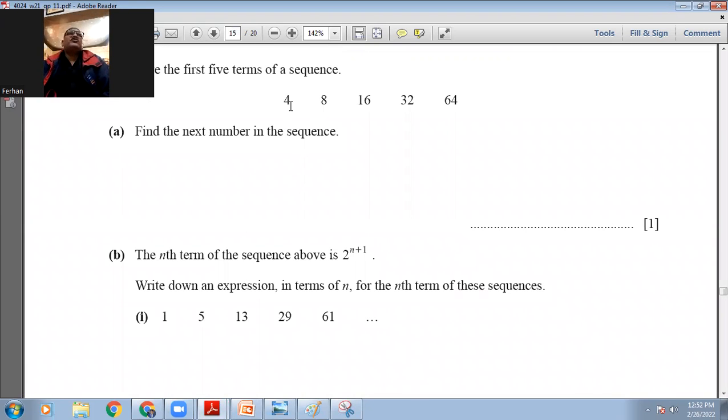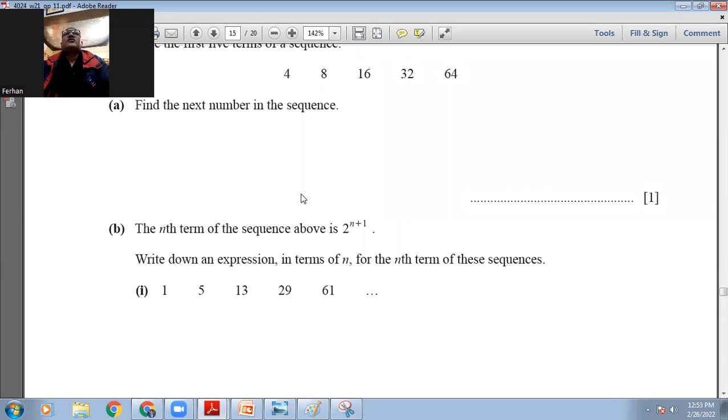So I know the formula for the nth term of this sequence. It is given as 2 raised to power n plus 1. And I want to know the nth term of this other sequence. So I will try to catch the pattern. Check what happened here. 4 and 1. What's the relationship? 4 minus 3 will give you 1. 8 and 5. 8 minus 3 will give you 5. 16 minus 3 will give you 13. 32 minus 3 will give you 29. 64 minus 3 will give you 61.